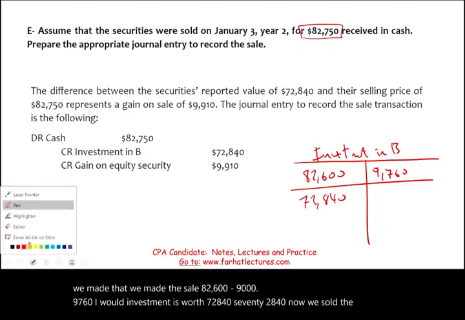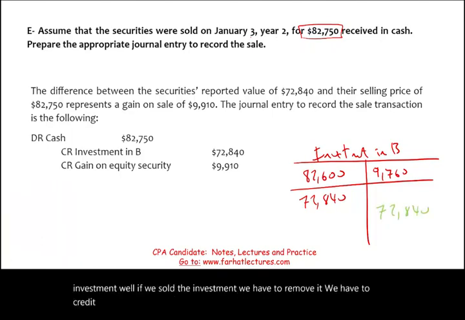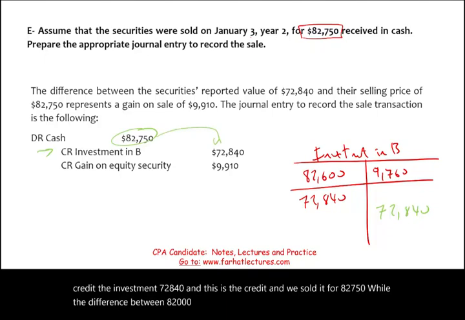Now we sold the investment. Well, if we sold the investment, we have to remove it. We have to credit the investment, $72,840, and this is the credit. And we sold it for $82,750. Well, the difference between $82,750 and $72,840 is a gain of $9,910.